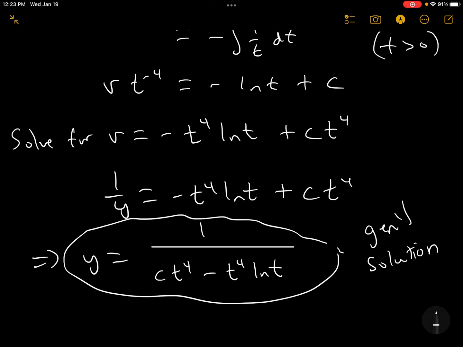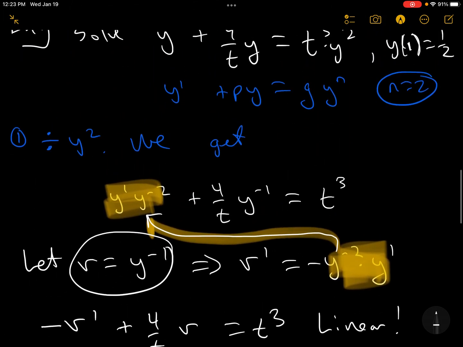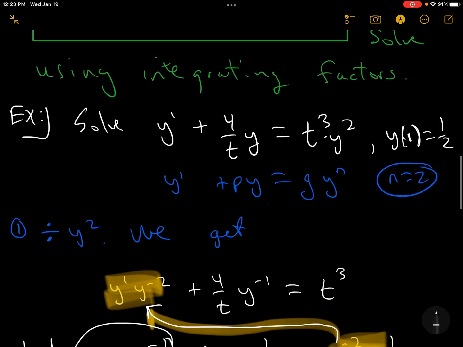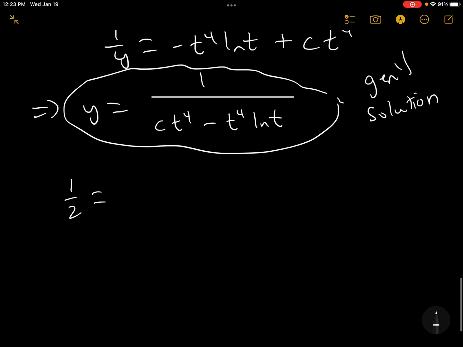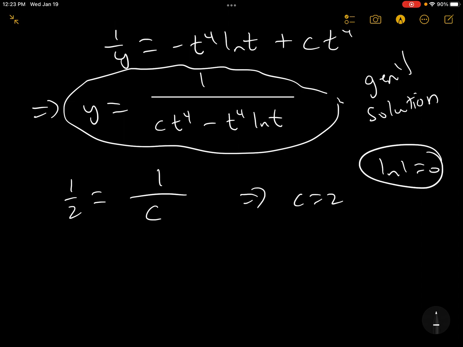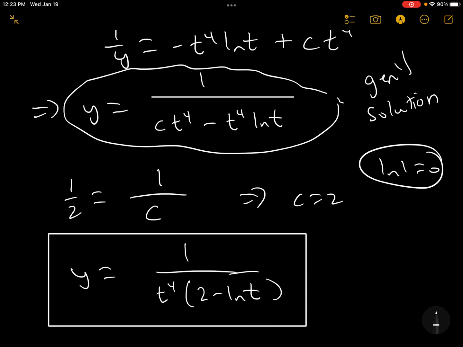Okay, so now let's find the specific solution, or the particular solution. y of 1 is a half, okay. So we have a half equals 1 over c. So c equals 2. Remember the ln of 1 is 0. Okay, so the particular solution is y is 1 over, I'm going to clean this up a little bit. There, we have solved the Bernoulli.